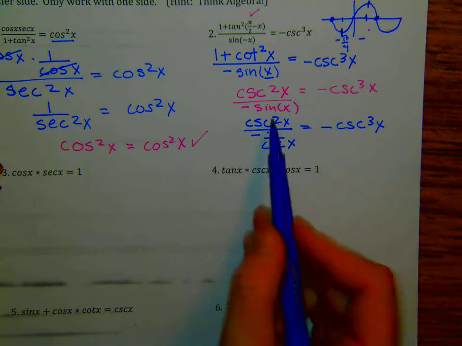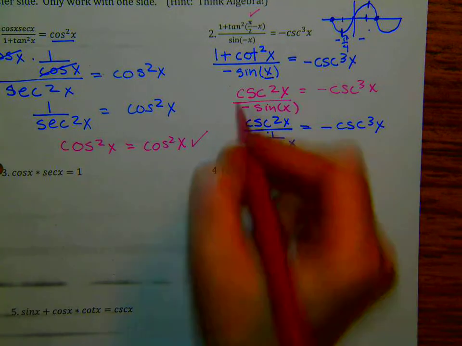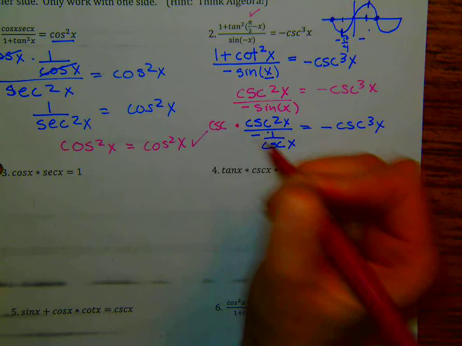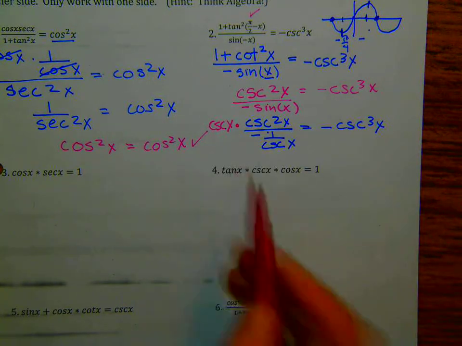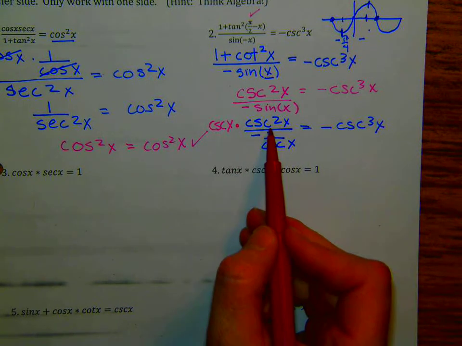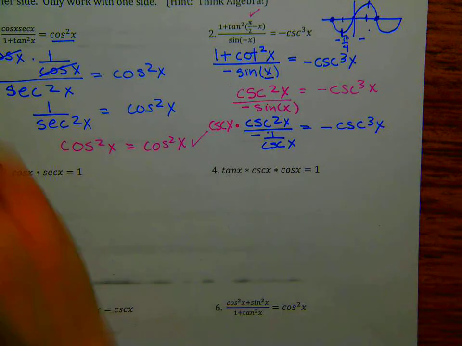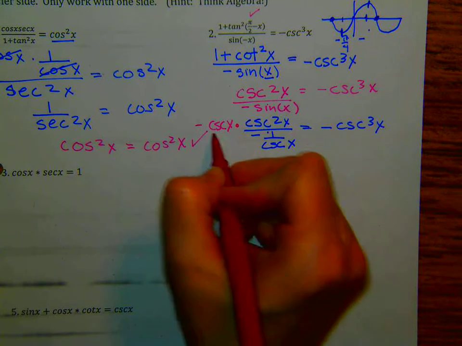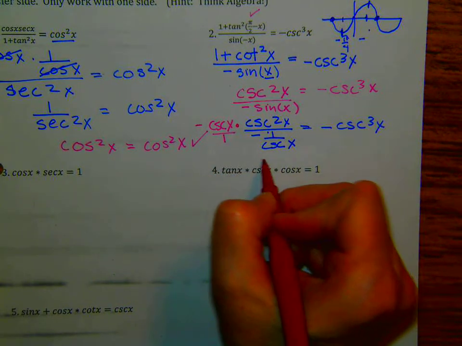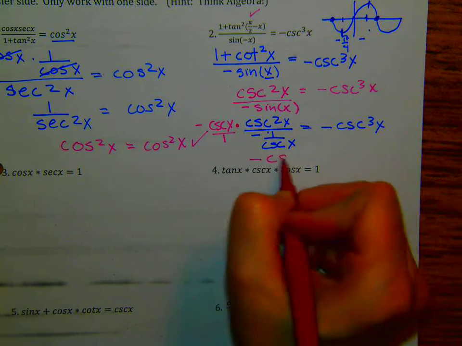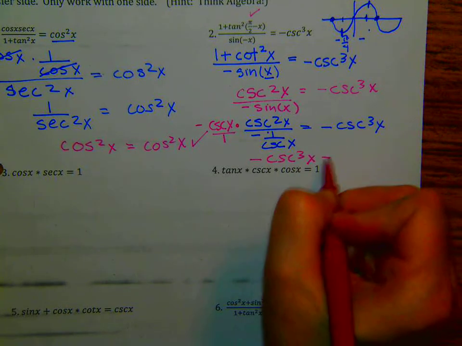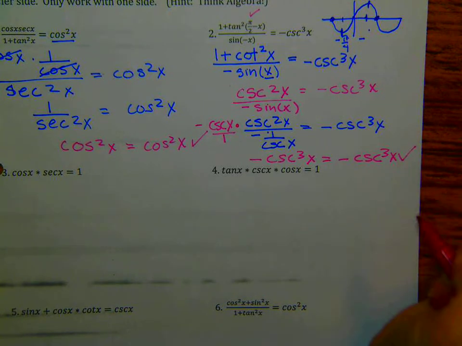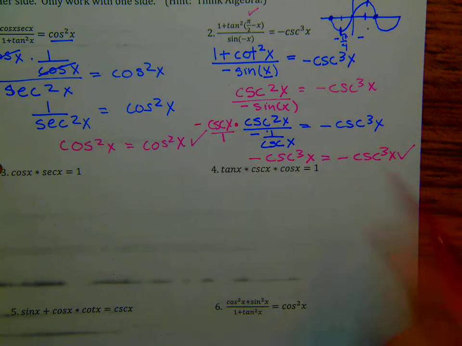Now what can I do? How do I do this division? Well, I multiply the numerator by the reciprocal of the denominator, which is the cosecant of x. What can I do here then? Multiply cosecant squared times cosecant of x, which gives me, and this is still negative, so my end result is the negative cosecant cubed of x is equal to the negative cosecant cubed of x. Okay, so there we have it, verified function.